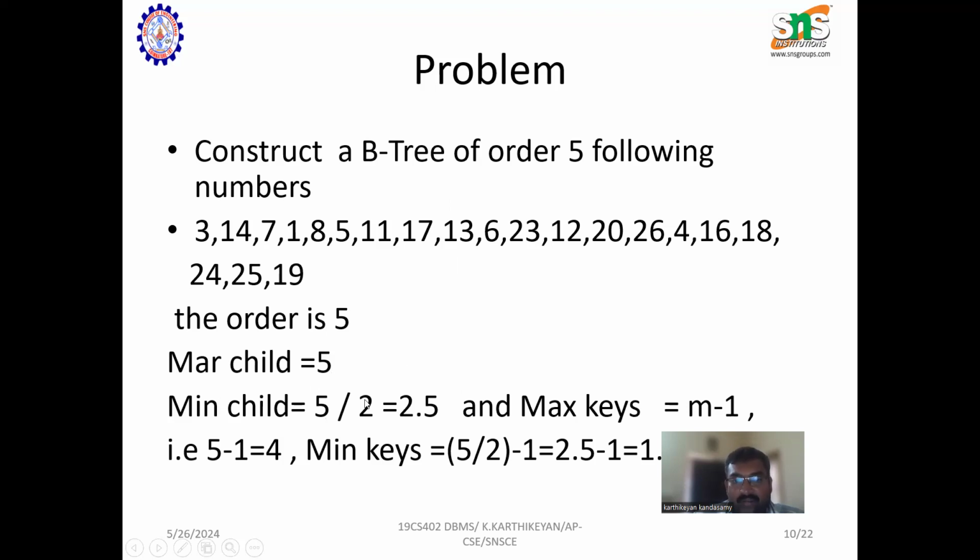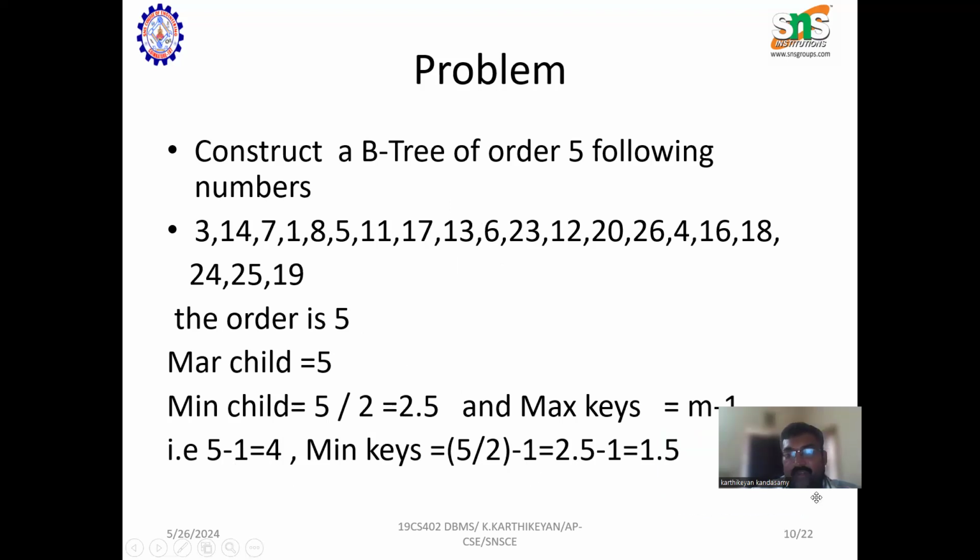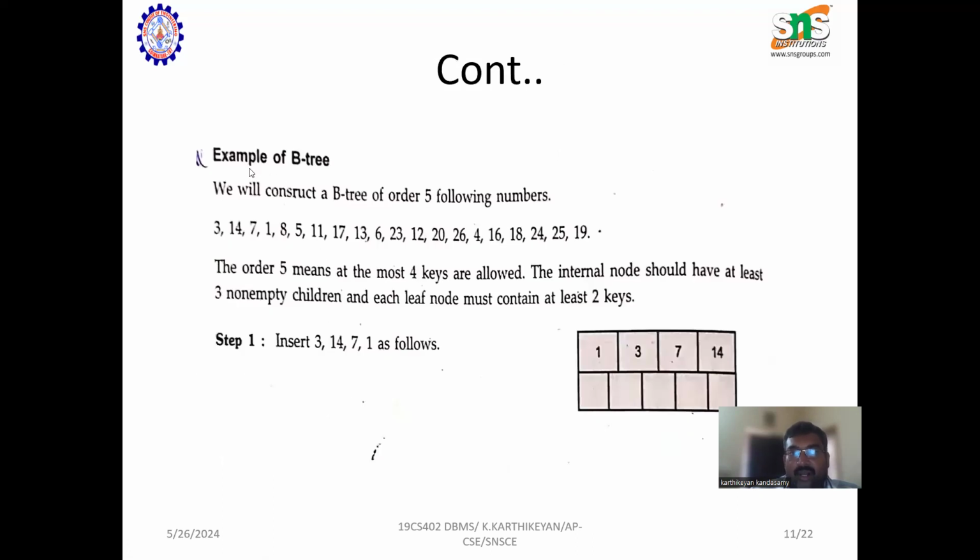Minimum children is 5 divided by 2, which is 2.5, and the maximum keys is m minus 1, 5 minus 1, which is 4. Minimum keys is 5 divided by 2 minus 1, 2.5 minus 1, which is 1.5. Minimum 2 children have one pivot element. So this is the answer.